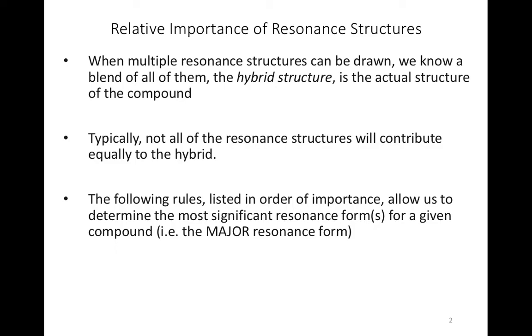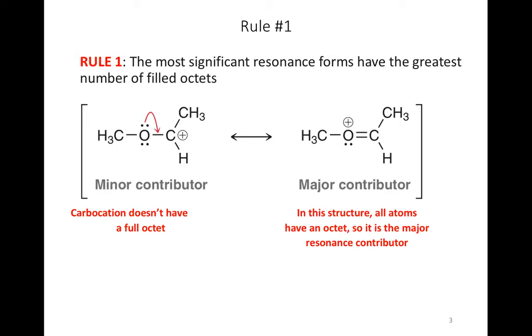And so the following rules, and we're going to go through them in order of importance, allow us to compare the different resonance forms and decide which ones are the most significant. So the most important rule is that the most significant resonant forms will have the greater number of filled octets.